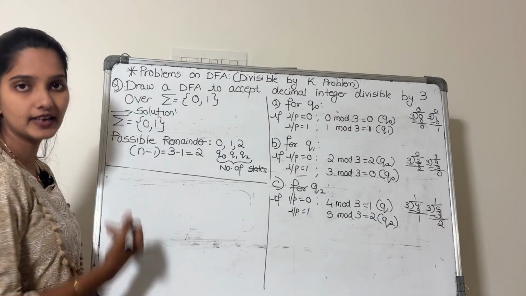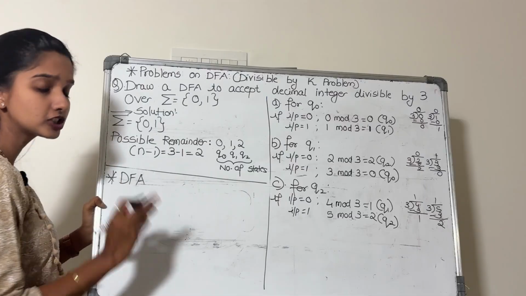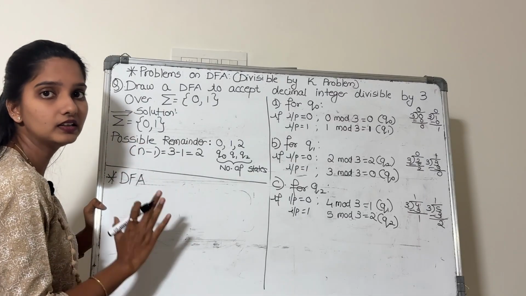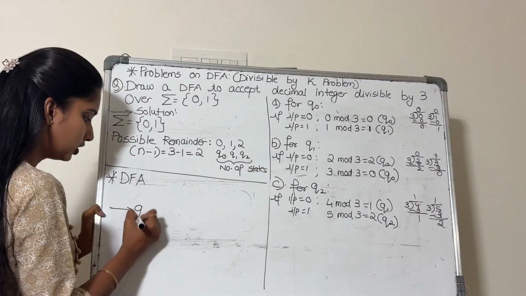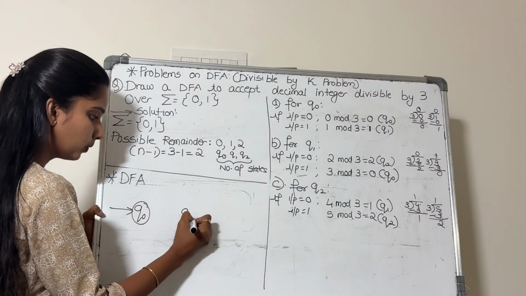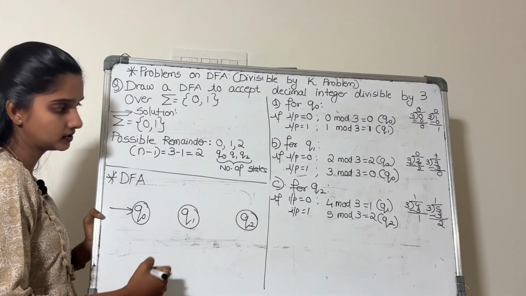So now coming to the next step, which is your DFA. So how to construct a DFA? Firstly, you're going to write the states. So how many states are there? 3 states are there, which are Q0, Q1 and Q2. Okay, so now let's see the transitions.